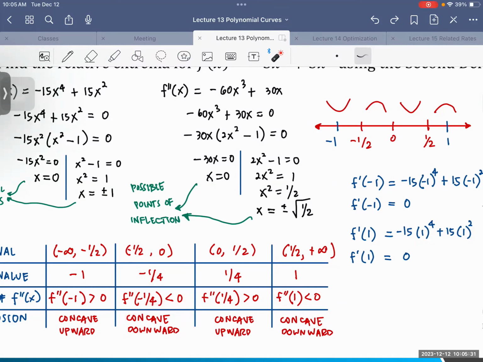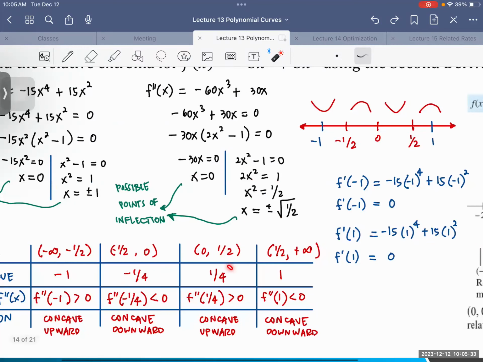Okay, ana. And then, from 0 to 1/2, 1/4 atong kuhaon. So, f double prime of 1/4 is a positive value, concave upward. Lastly, we have 1/2 to positive infinity. 1 atong kuhaon nga value plus f double prime of 1 is a negative value, so concave downward. So, just for visualization, upward, downward, upward, downward. Okay? For each interval.